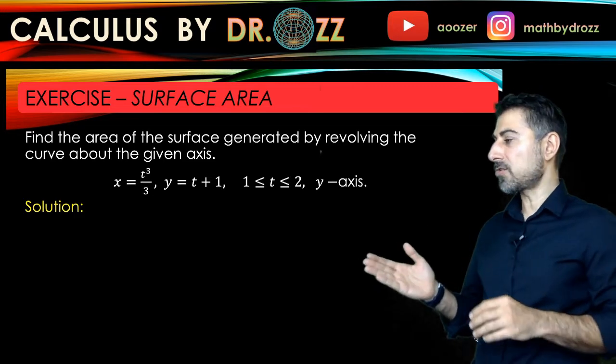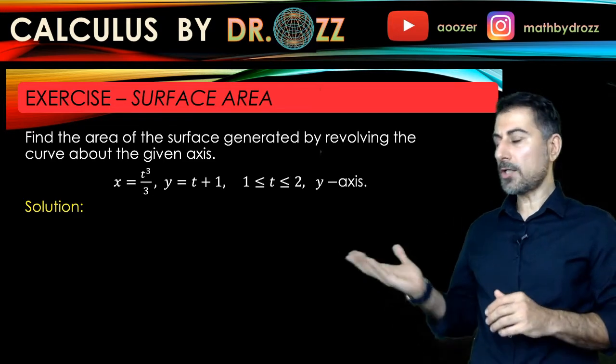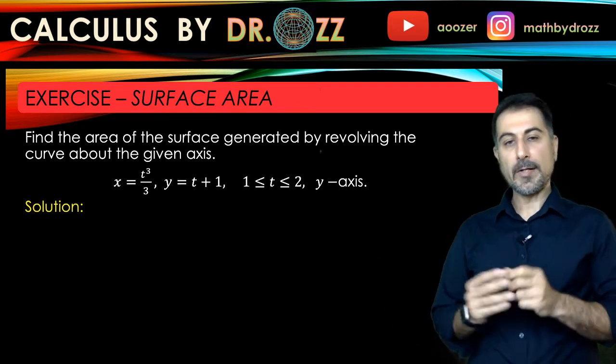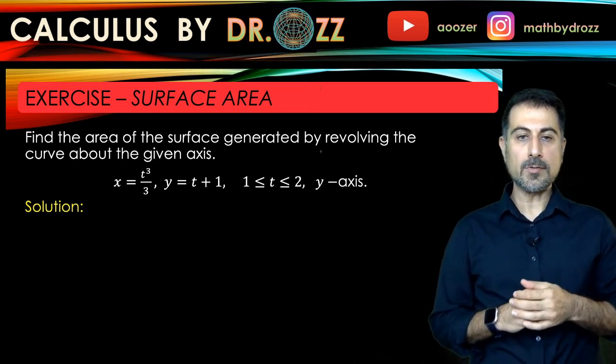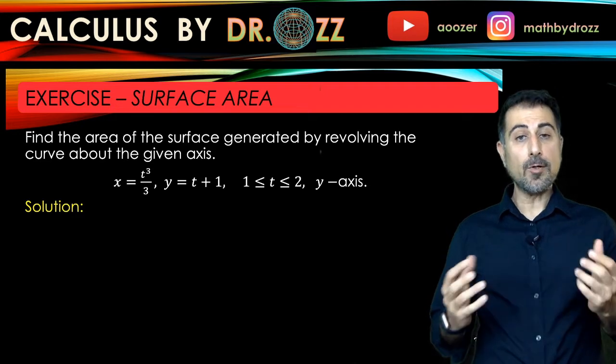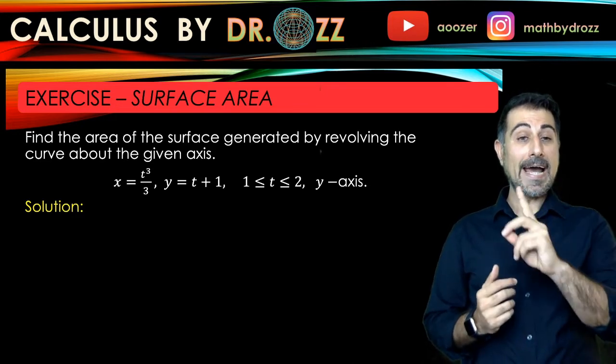Today we're going to try to evaluate the surface area generated by revolving the curve parametrized by the parameter t. So x equals t cubed over 3 and y equals t plus 1. And we're talking about the piece of that curve corresponding to t equals 1 and t equals 2. And we're going to revolve the curve about the y-axis.